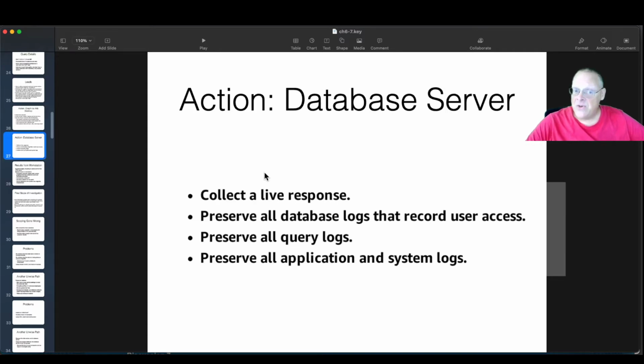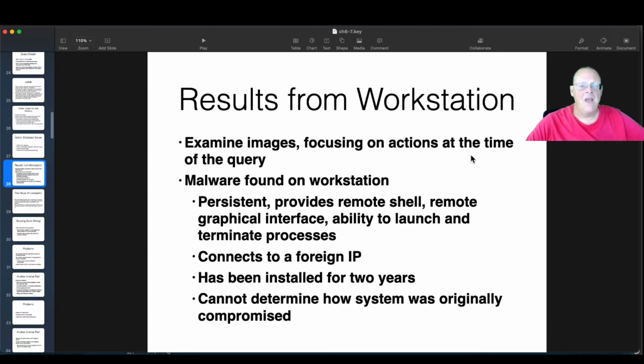The database server, you get a live response. You can't really get a hard disk image from a typical database server, but you can preserve the logs anyway. That would be the logical thing to do. And so, examining the image that you got from there, you can find malware. Now you've got remote control malware coming in from a foreign IP address. It's been there for 2 years, so 2 years ago, somebody on that laptop clicked on a link or something, got infected, and somebody's been messing with your network for years.